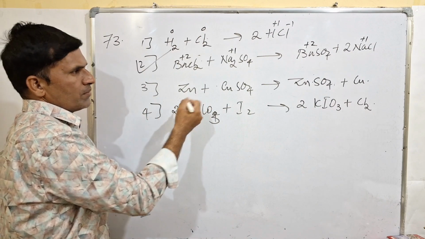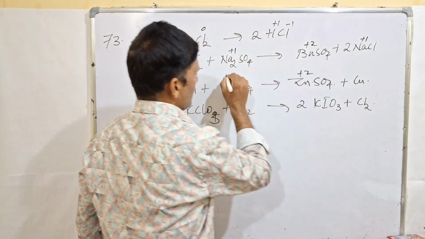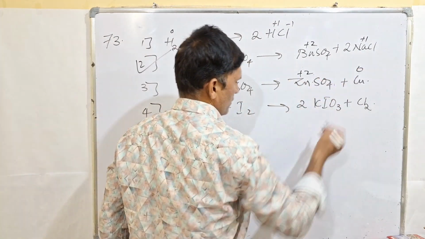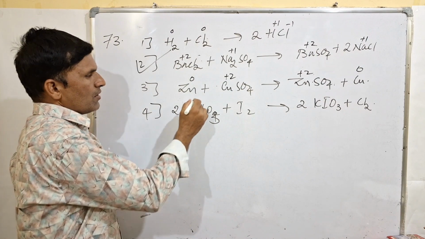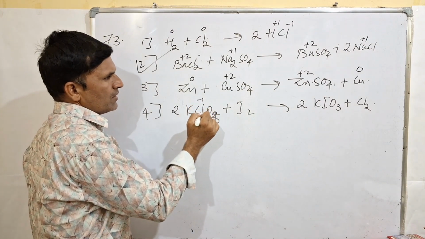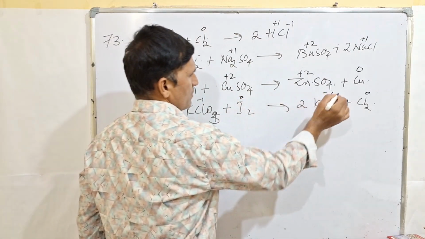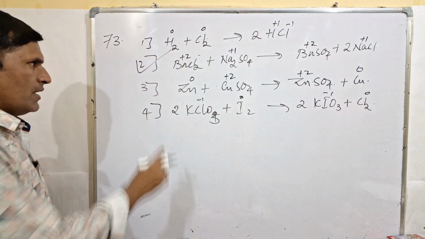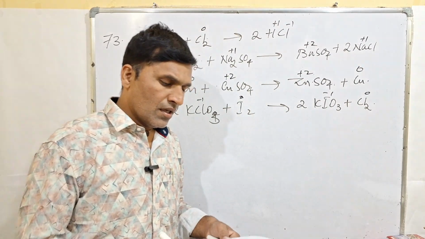And look into the other two options also. Here zinc is 0 and it becomes plus 2. Here it is plus 2 and it becomes 0. So there is a change in oxidation state of both the reactants. Here also you can see, it is -1 and it turns out to be 0. Here it is 0 and it becomes -1. So therefore, the right option is the second option. Fine. So let us move on to the next question.